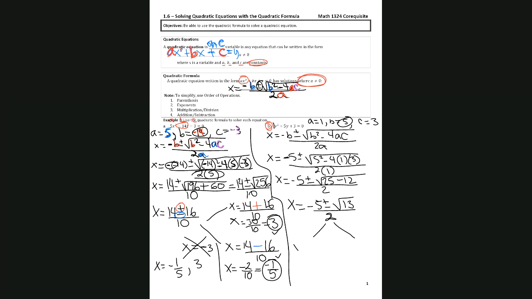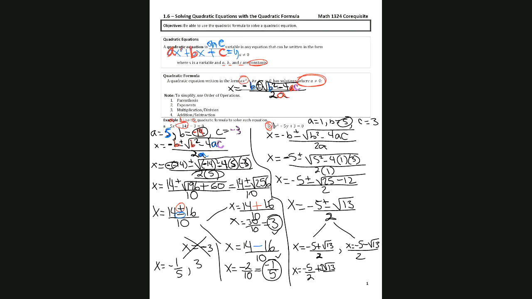One of them will be negative 5 plus the square root of 13 divided by 2. And the other one is going to be x is equal to negative 5 minus the square root of 13 divided by 2. And sometimes you're able to simplify, not the case with this one, but in the next example, we'll see that. Remember, the 2 divides everything, so it does divide the negative 5, and it also divides the coefficient right here of the square root of 13.